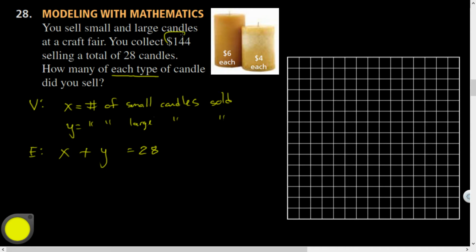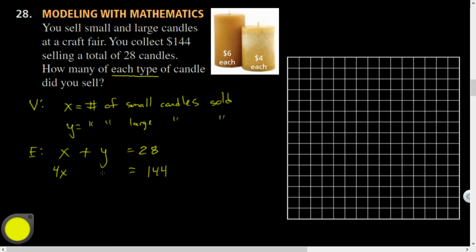The next equation I write is going to relate to the amount of money I made. So I'm going to say $144 is equal to, well, how much money did I make for each of these candles? For every x of the small candles sold, how much money was I making for those? I was making $4. So $4 for each, the price per small candle, multiplied by the number of small candles. This product will represent the amount of money I earned, or my income, my revenue, right, from the small candles.